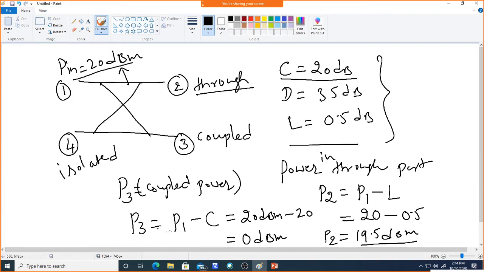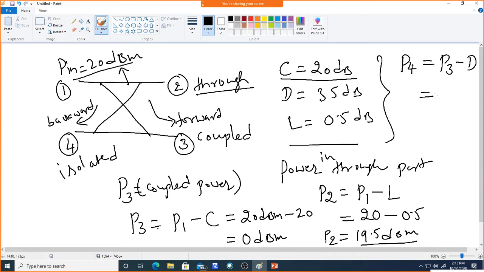Similarly, at P4, what is the power going to port 4? It is P3 minus the directivity. We have already defined what directivity is. It is the ratio of forward power to backward power. Say, for example, this is the forward power and this is the backward power. So the ratio of forward power to backward power we call directivity.